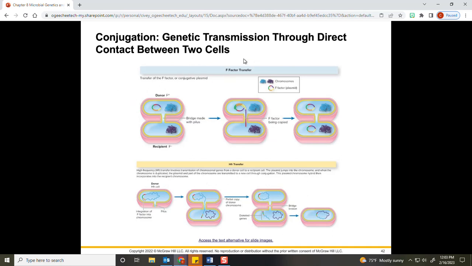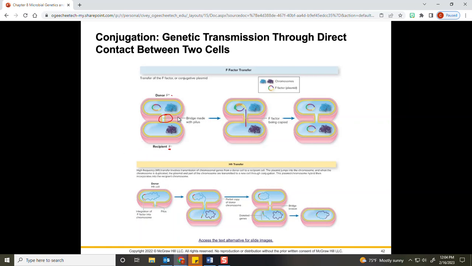This is showing you the regular F factor transfer. So we see a donor cell and the recipient cell. Again, the donor cell is F factor positive. That means that it is capable of making this pilus. This cell is the recipient cell, and it's F factor negative. So it receives the pilus, but this cell on its own cannot make a pilus because it does not have F factor.